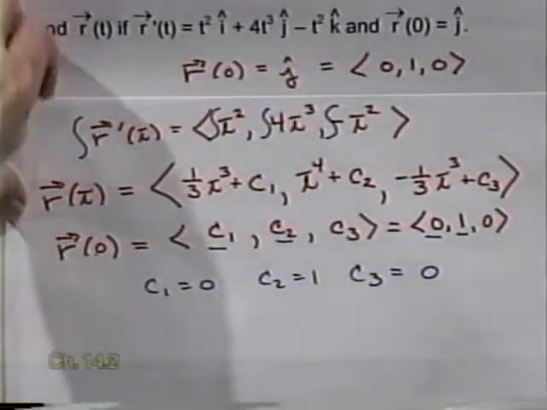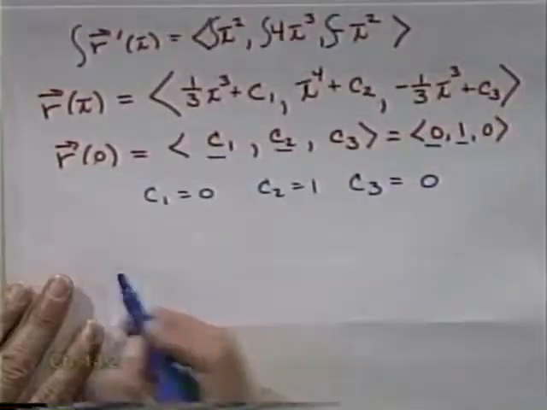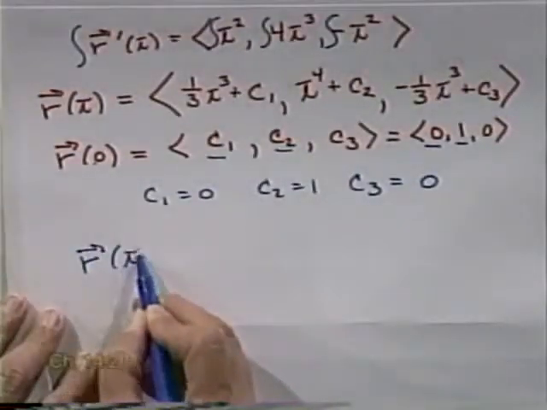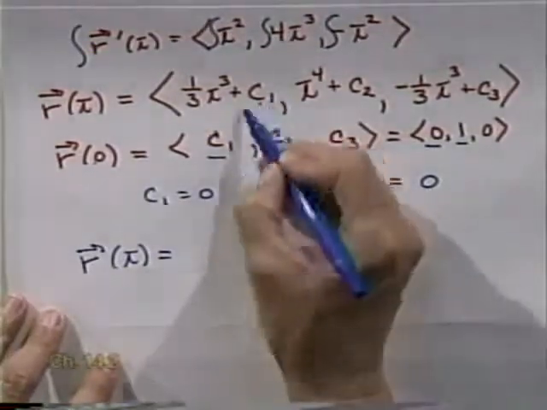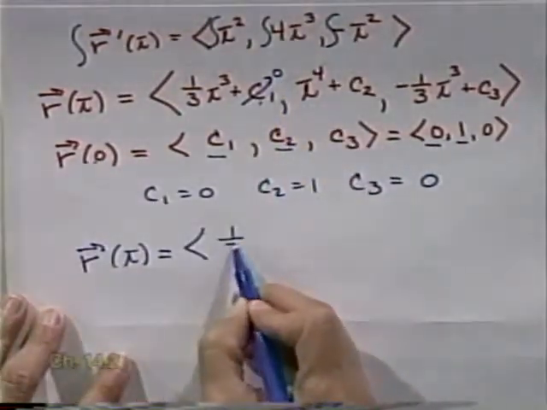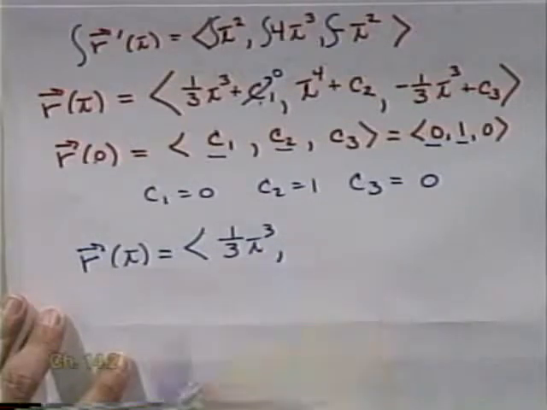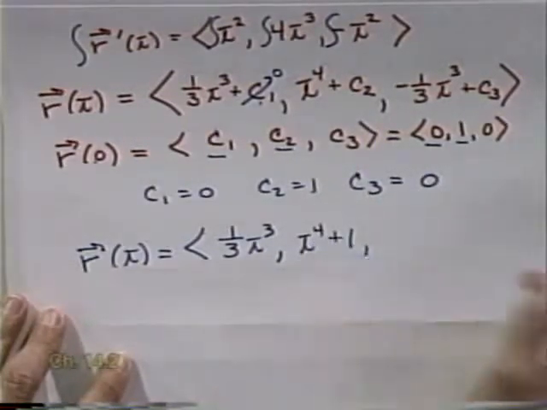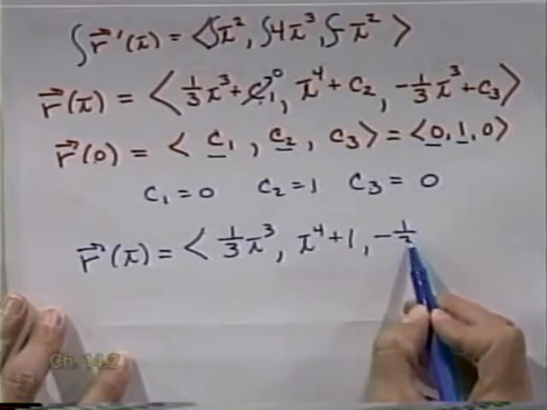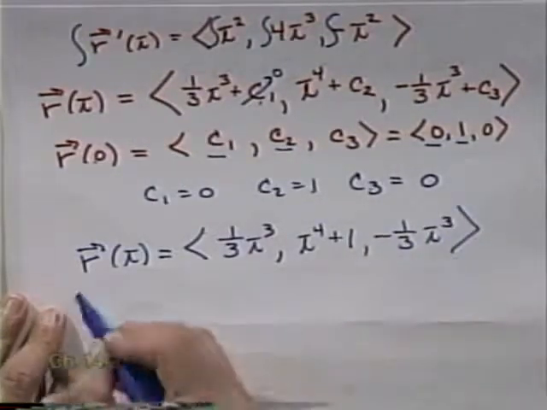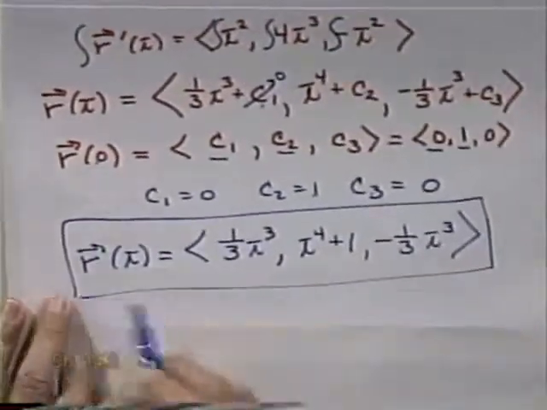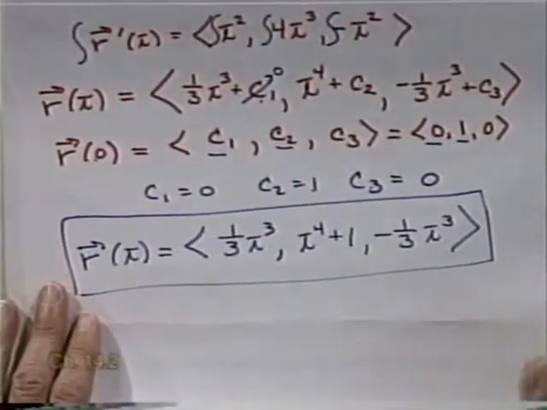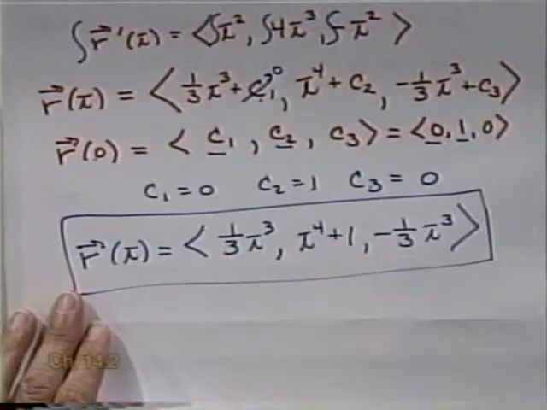So I can take those values and plug them back in, and I get r of t is equal to, let's see, c1 was 0, so that just gives me an x component of 1/3 t cubed. They tell me c2 is 1, so that'll be t to the 4th plus 1. And c3 was 0, so I'll just have minus 1/3 t cubed. And I'm finished. I have found a vector whose derivative is what they told me, but whose r of 0 gives me the unit vector j. Okay, this section's not too tough.